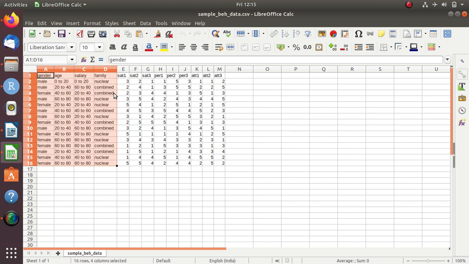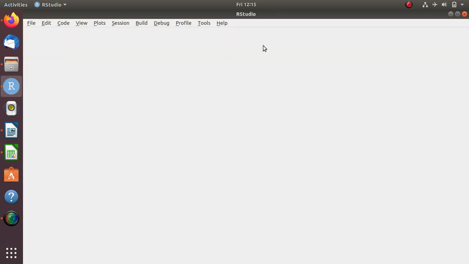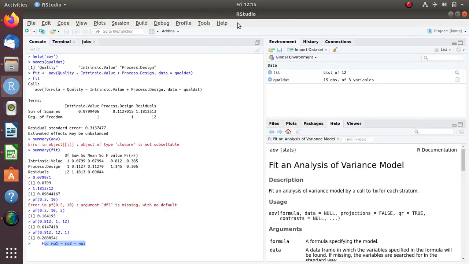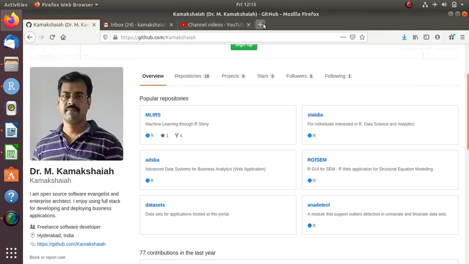I'm going to show you how to perform MANOVA on this data set. By the way, if you want to learn what MANOVA is, the very best place can be Wikipedia.